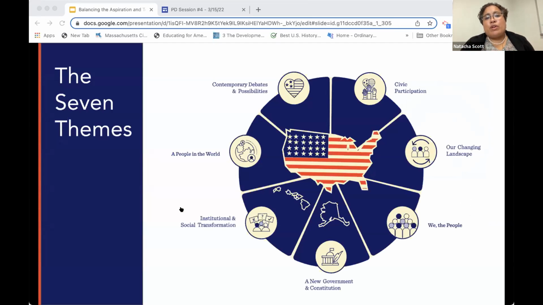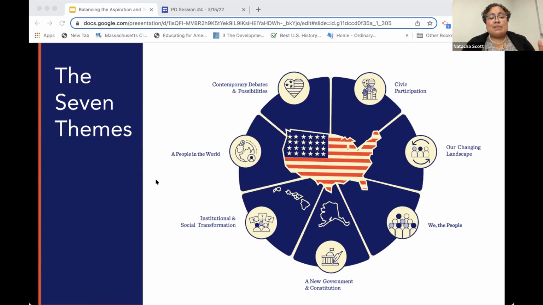Now, when we think about our 7 themes, those 7 themes and the 5 design challenges really help us rethink and reprioritize what goes into our curriculum, allowing us to develop an even more focused educational plan that holistically teaches the full complexity of American history and civics in a way that more deeply engages your local student population.